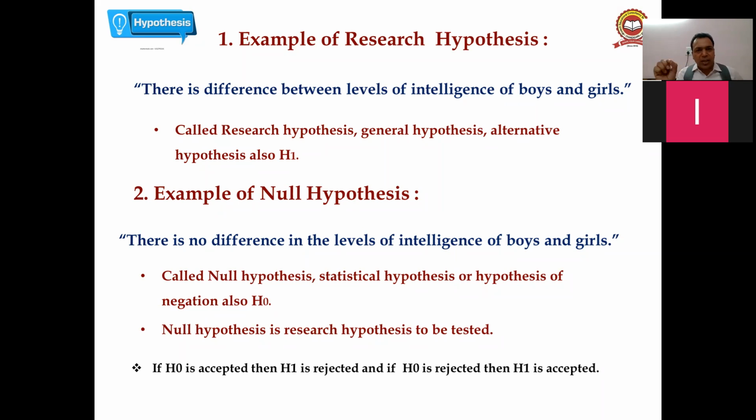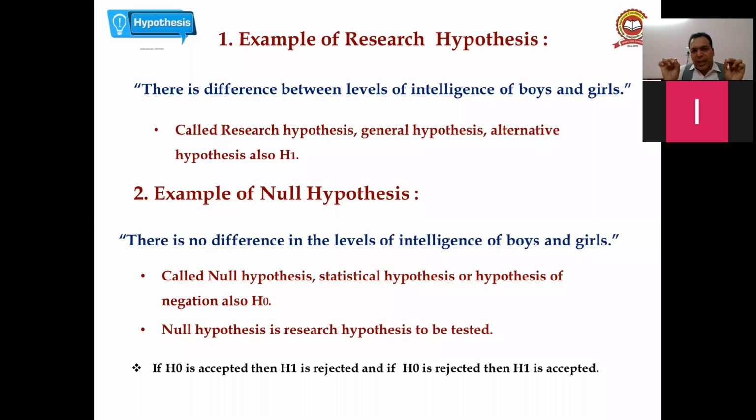What is the research hypothesis? The research hypothesis is our study, whatever the topic of our study. Okay, this is called the research hypothesis. I have given one example: there is a difference between levels of intelligence of boys and girls. Okay, this is my topic. I want to study this topic for up to 2 years. I want to check the difference between the level of intelligence of boys and girls of a Punjab district. Okay, for example, this is my research topic. And another name for the research hypothesis is the alternative hypothesis, and it is represented by H1.